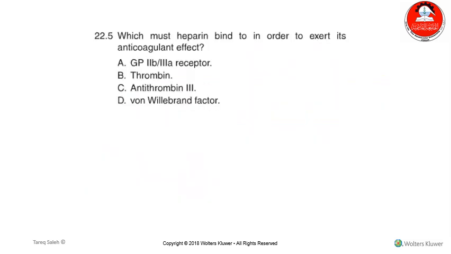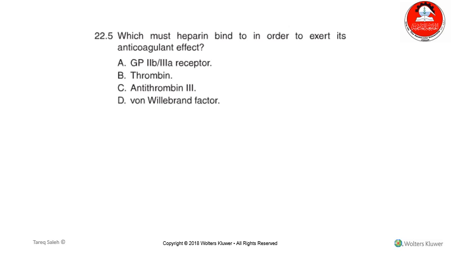Here's another simple question. Which must heparin bind to in order to be able to exert its anticoagulant effect? Remember that all of these are drug targets for many of the drugs that we discussed in this module. For example, glycoprotein 2B3A receptor is the target for many antiplatelet drugs, such as the drug abciximab. Von Willebrand factor is also another important part of platelet plug formation. However, it's not the target of heparin.